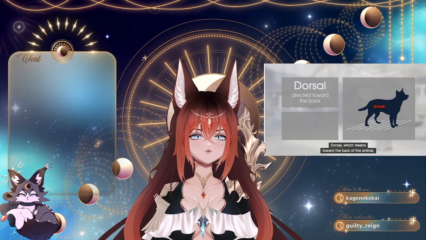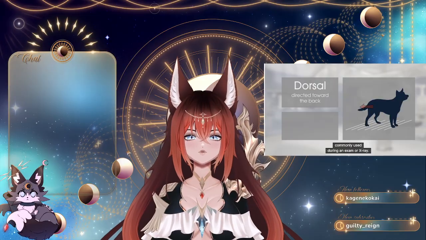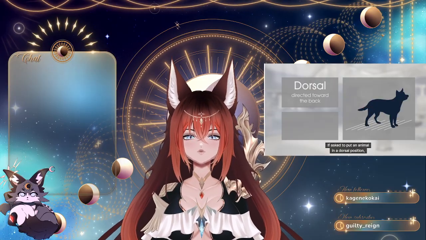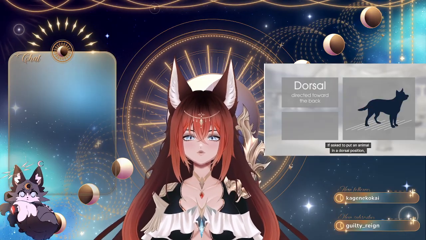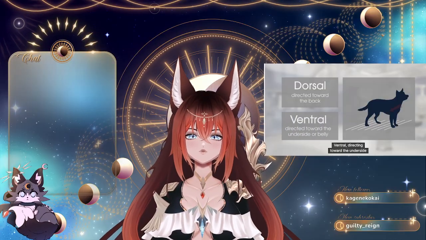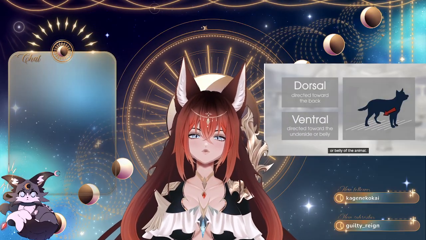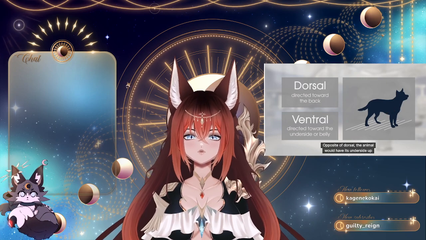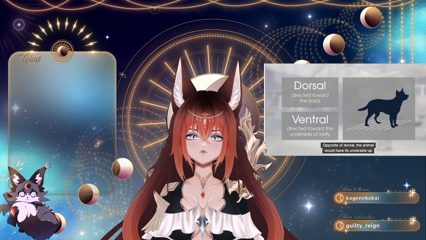Dorsal, which means toward the back of the animal. Commonly used during exam or X-ray, if asked to put an animal in a dorsal position, its backside should be up. Ventral, directing toward the underside or belly of the animal. Opposite of dorsal, the animal would have its underside up in the ventral position.